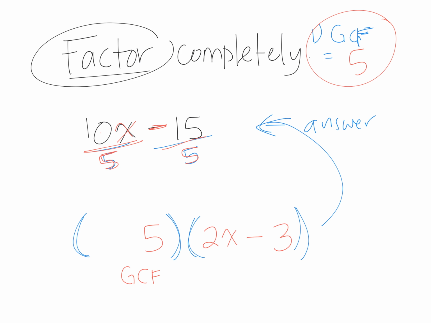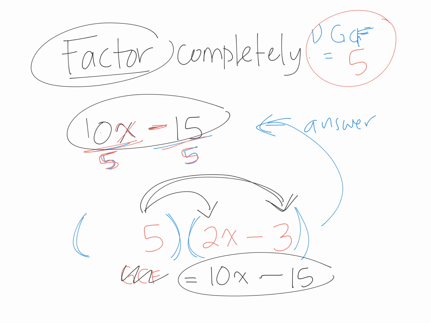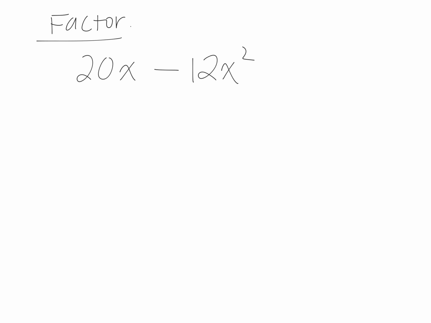If I'm dividing this by 5, it means that when I multiply it by 5, I'm going to get back to the original question. What's 5 times 2x? 10x. What's 5 times negative 3? Negative 15. Is that what my original question was? That's it. That's how you factor. You figure out the greatest common factor, and then you divide everything by the greatest common factor and write it as a product. If you can divide by that number, you do the opposite and multiply to get back to the original question. Okay, let's try this one.